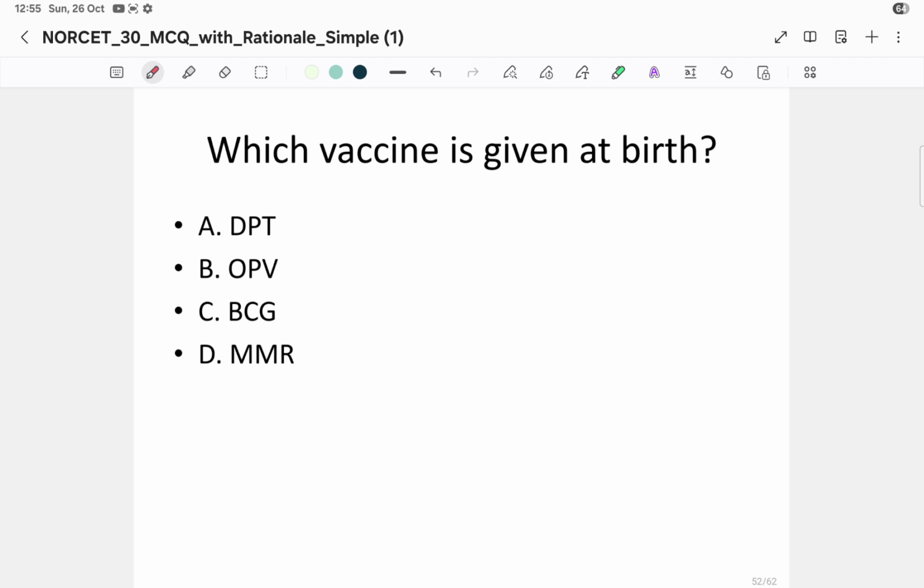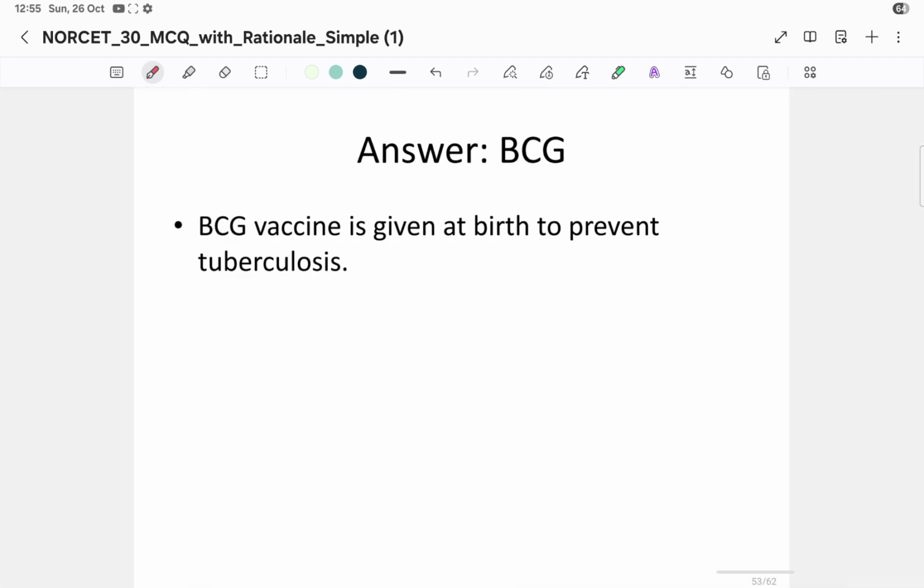Next, which vaccine is given at birth? Option A. DPT. B. OPV. C. BCG. D. MMR. So, at birth we give 3 vaccines, right? OPV also we give, BCG also we give, and also hepatitis B. Not only BCG, we also give OPV 0, Hep B 0, and BCG 0 at birth.